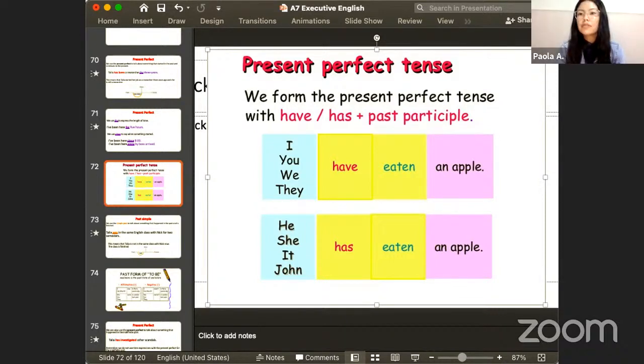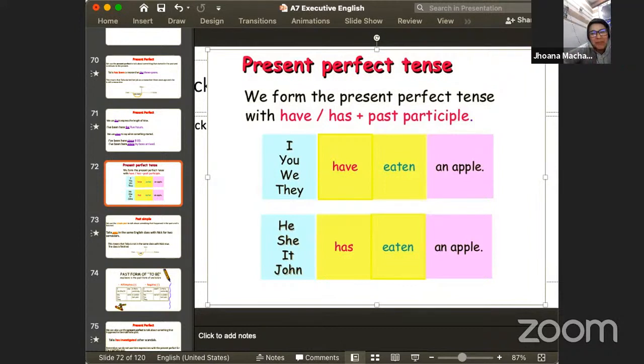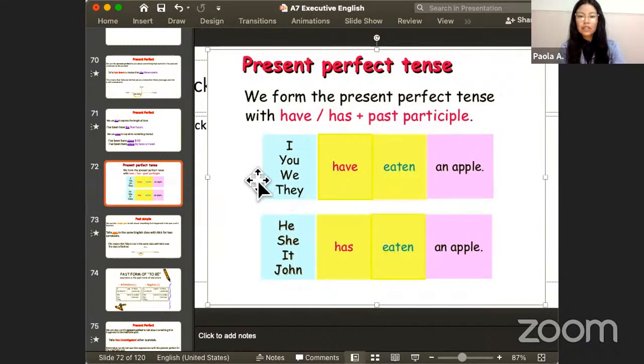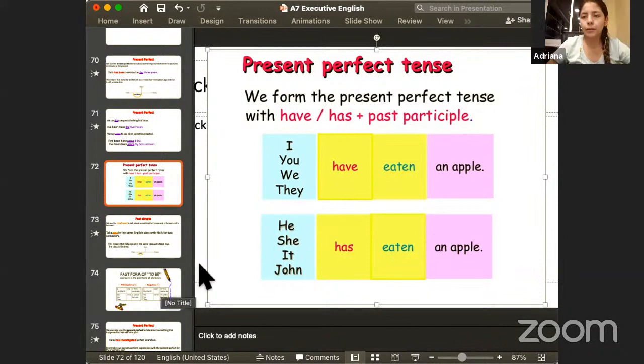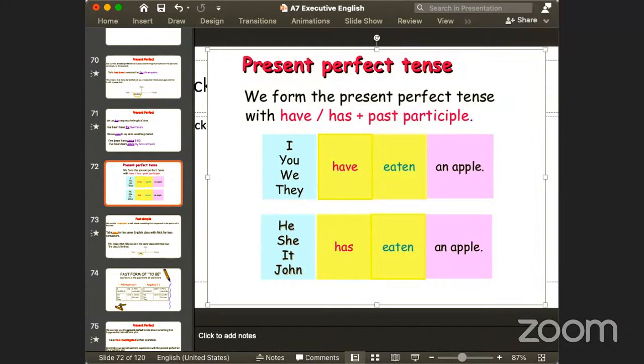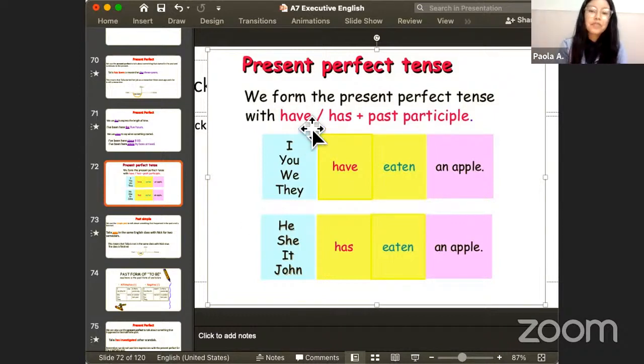Hi, Adriana. Sorry. Hi, teacher. All right. Okay, Adri. We're seeing the present perfect. Can you choose one of these subjects and read the sentence, please? Any. Yes. They have eaten an apple. Okay, great. All right. So just remember these subjects are used with have and these subjects are used with has.